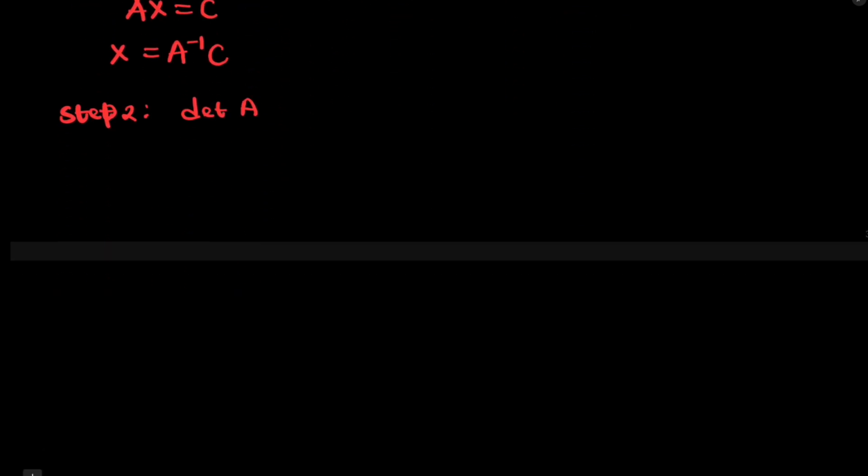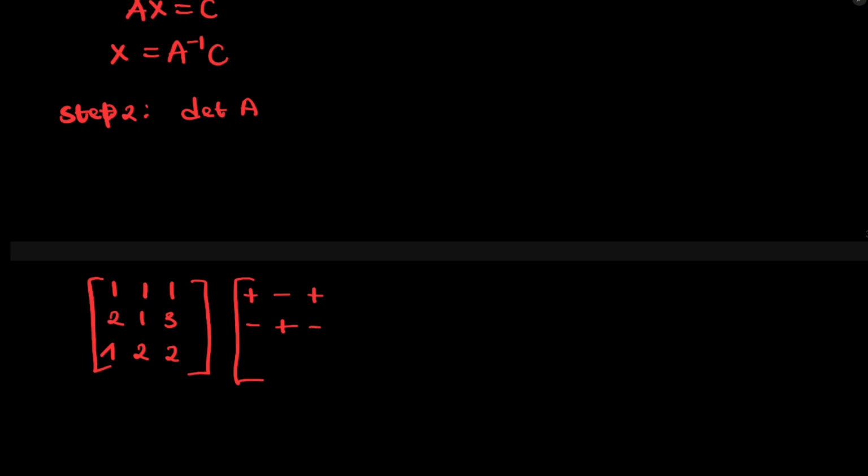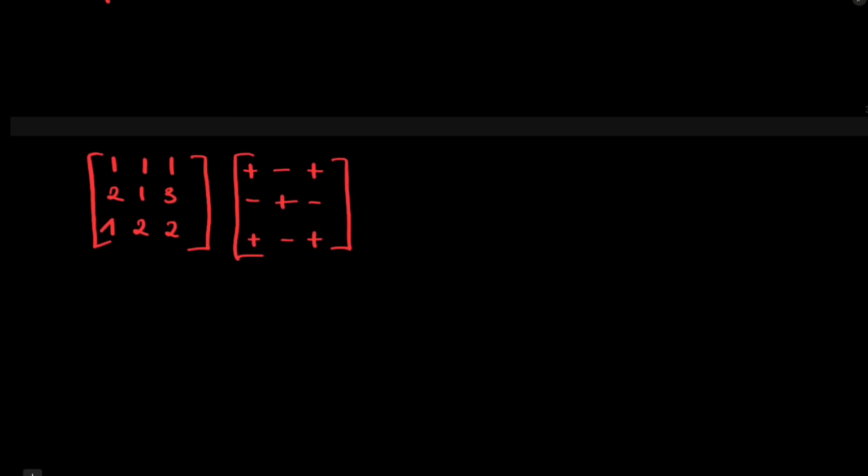Okay, so let me write back this matrix. 1, 1, 1, 2, 1, 3, 1, 2, 2. So to find the determinant of a 3 by 3 matrix, we write plus minus plus, minus plus minus, plus minus plus. So this is our work. This first row, remember we are taking rows. This first row has 1, so it's going to be easier for me. So let's take the first.